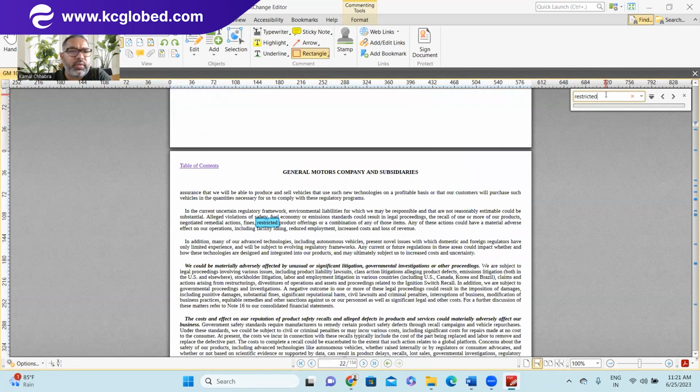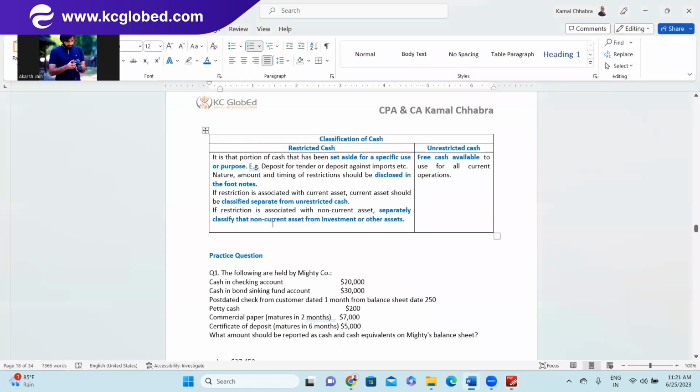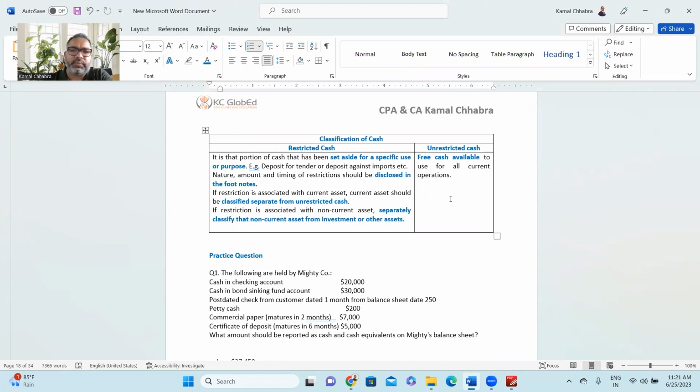I don't see they have disclosed, but ideally they should have been disclosed. The nature and the timing of the restriction. Another one is unrestricted cash, which is basically free cash. Free cash is available to use for the current operation of the business.